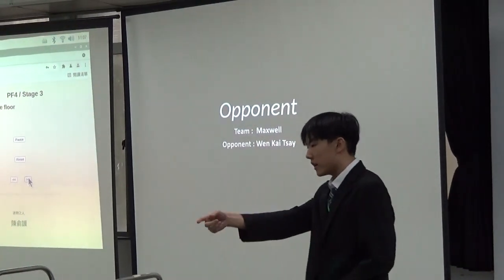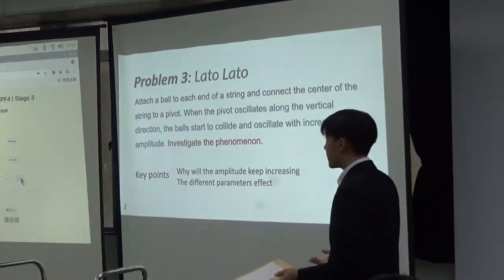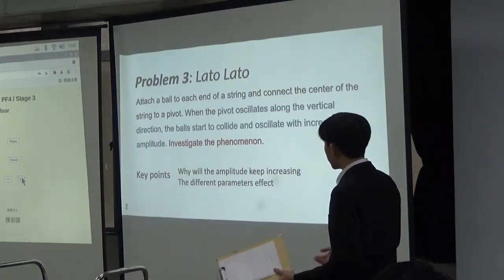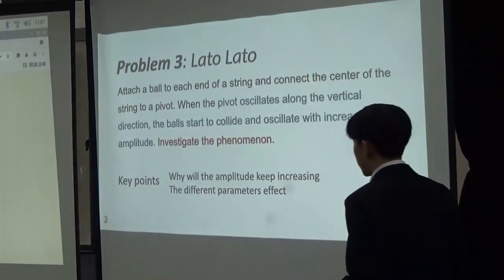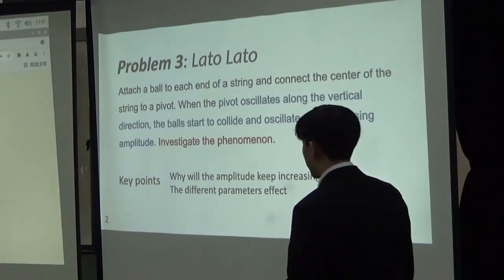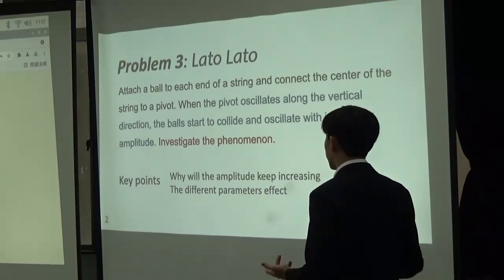And today I'm going to be opposing problem number 3, lateral. Okay, so this is the problem statement. First, you attach a ball to each of the strings and connect the center to a pivot. So we have to oscillate the pivot along the vertical direction. And the balls will start to collide and oscillate with increasing amplitude. And we have to investigate this phenomenon.